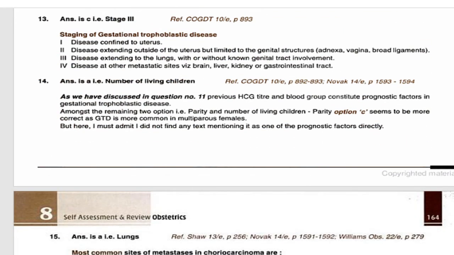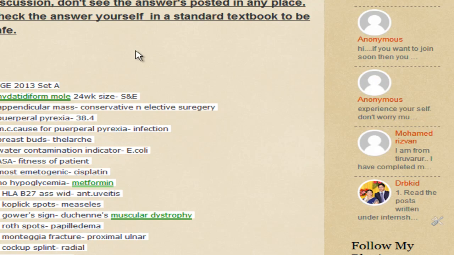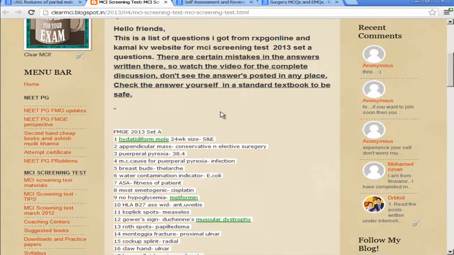So okay, these are the few things that you need to know about H mole. There are lots of other questions, but we'll go through if we get another question on H mole. Basically, I want you to remember that they will ask you a question, treatment of choice, and then you have to say it's suction and evacuation. And then they will ask you the drug of choice, and then you have to say it's methotrexate.